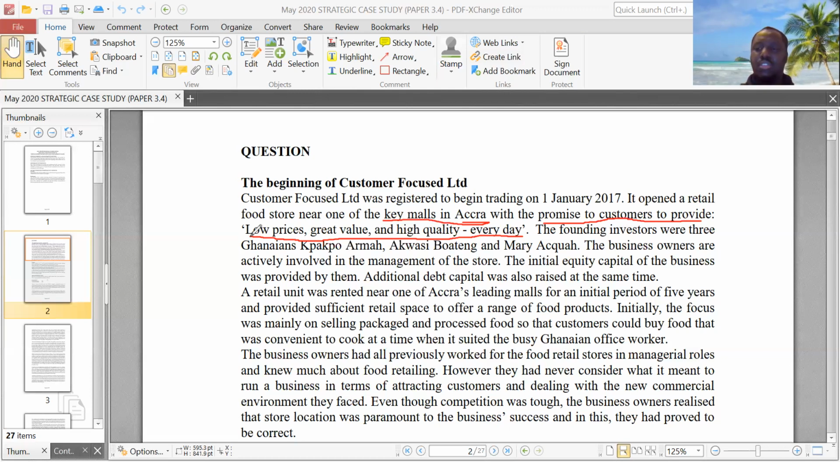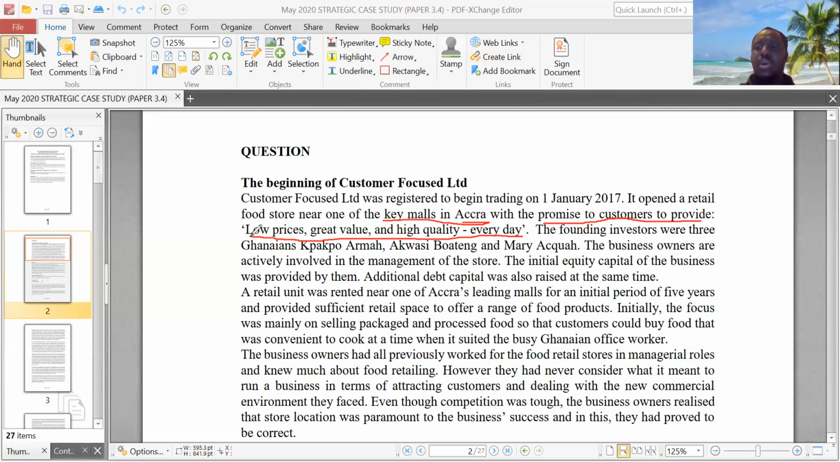But what are the implications of this? In order to get low prices, there's an implication, right? To get low prices, it means that you must buy at a low cost. And what does it mean? If you have to buy at a low cost, then your supply chain and negotiation when it comes to procurement should be very, very good, so that you can contract goods or items from whoever you are buying from at a very low cost, so that you can sell to the customer at a low price.